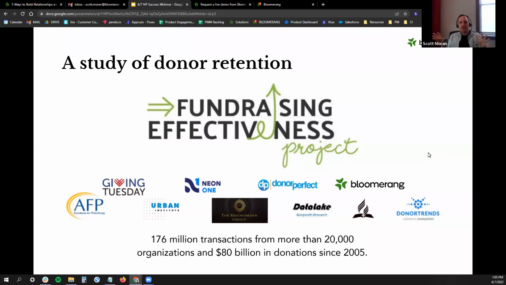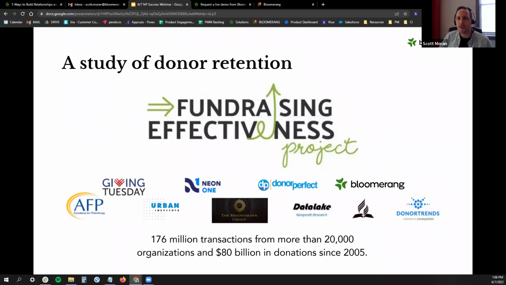So donor retention, it's huge. For some background on the reporting and the numbers that we have, it comes from the Fundraising Effectiveness Project. That's a conglomeration of multiple organizations and studies brought together: AFP, Giving Tuesday, and other CRMs like Bloomerang, Donor Perfect, Neon, and Donor Trends. All these have come together, anonymized over 176 million transactions from more than 20,000 nonprofits, $80 billion worth of fundraising since 2005.